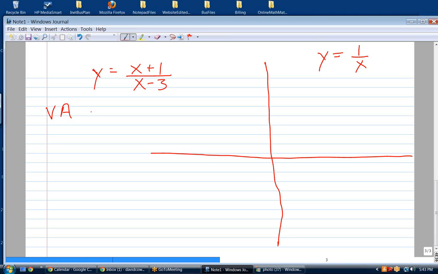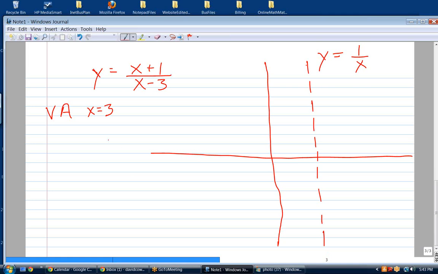What makes the denominator 0? Oh, 3. X equals 3. That's always the vertical asymptote, or whatever makes the denominator 0. So that's our vertical grid line that we're going to draw this thing about.